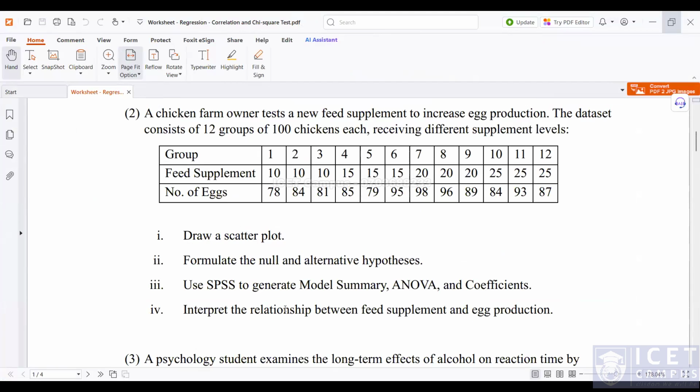The second question. A chicken farm owner tests a new feed supplement to increase egg production. The dataset consists of 12 groups of 100 chickens, each receiving different supplement levels. Group, feed supplement, and number of eggs are given.